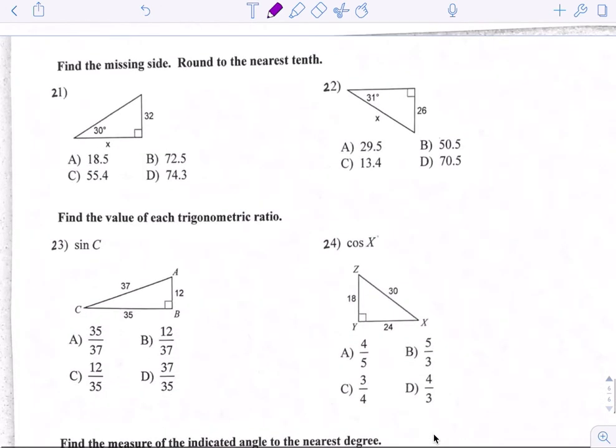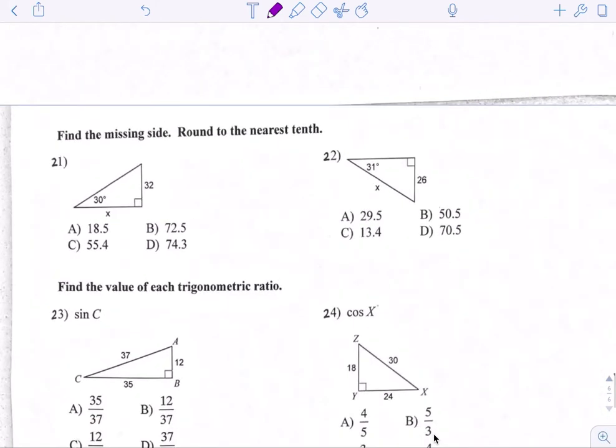And now a blast from the past, you guys. SOHCAHTOA. So right here, you guys, we are going to be using SOHCAHTOA.